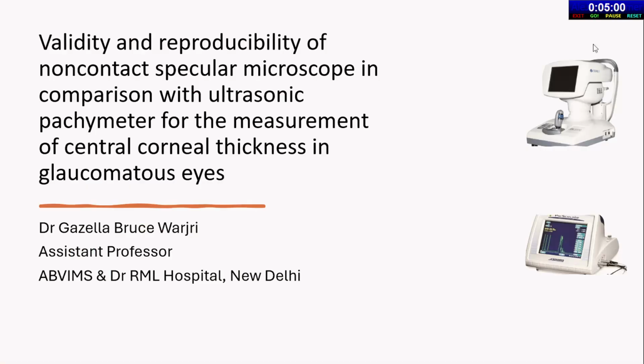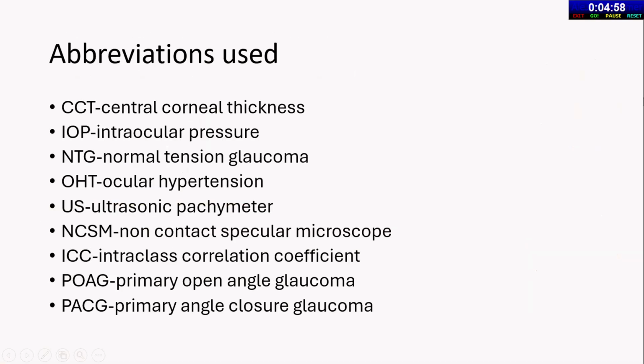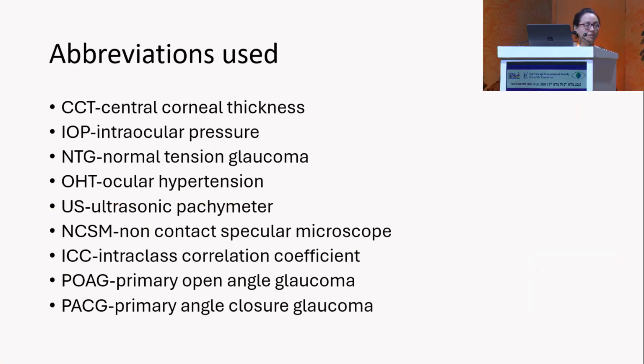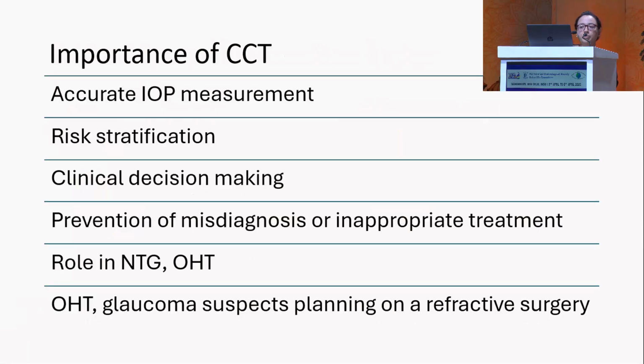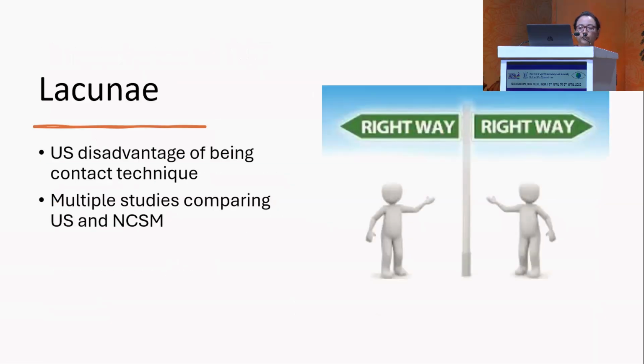It's not moving. So these are the abbreviations which I'll be using today. We all know that the higher the CCT, the greater the overestimation of IOP, and the lower the CCT, the greater the underestimation of IOP. So why is CCT important? For accurate IOP measurement, to risk stratify the patients, for clinical decision making, and to prevent misdiagnosis or inappropriate treatment. It has a role in NTG and OHT, and even for patients undergoing refractive surgery, to classify them as OHT or glaucoma suspects.